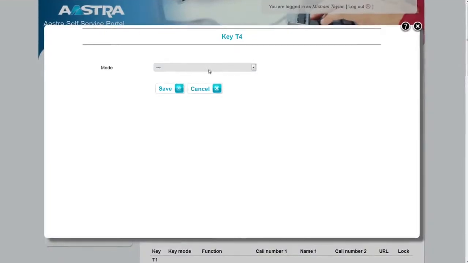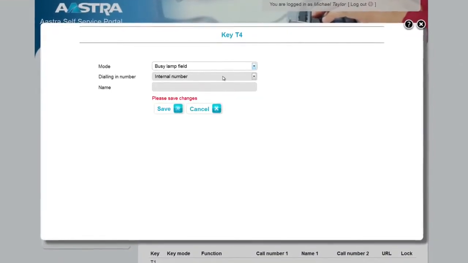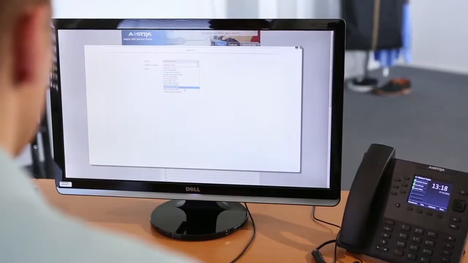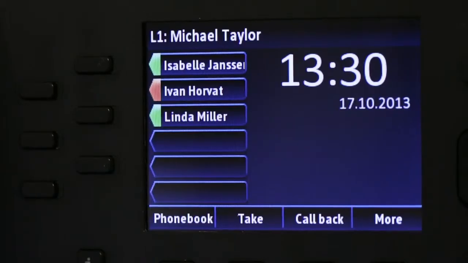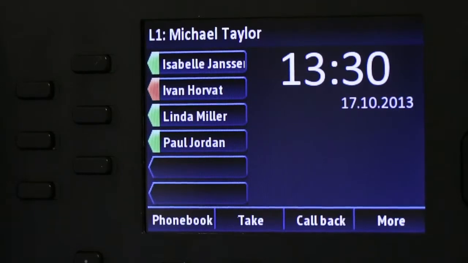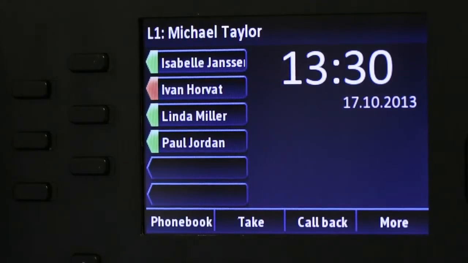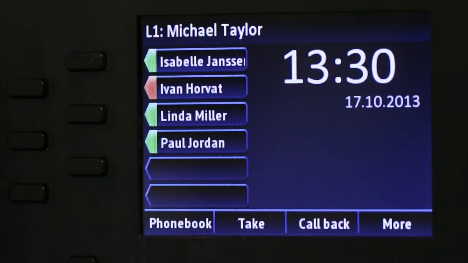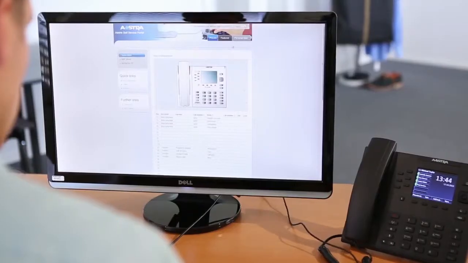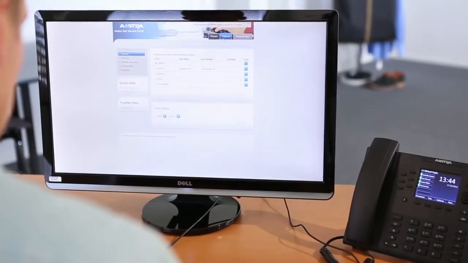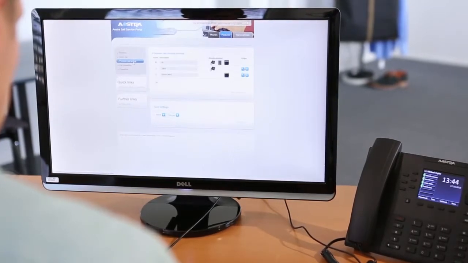Michael Taylor wants to store his new colleague's data on a phone key. It only takes a second, and the key is available. With a single touch, he can now call him, seeing whether Paul is busy or free at just a quick glance.